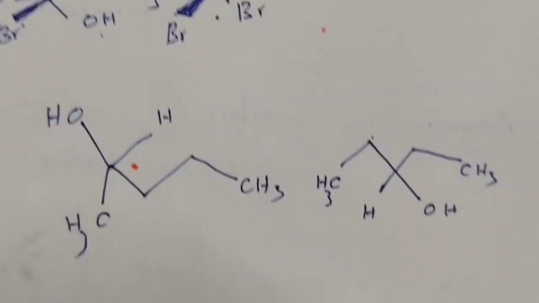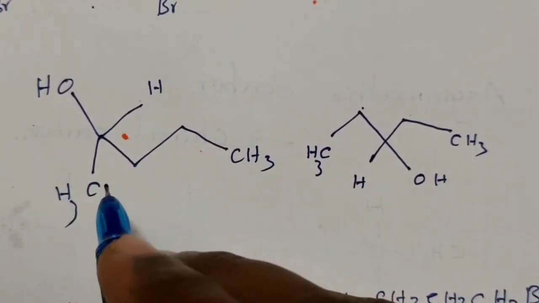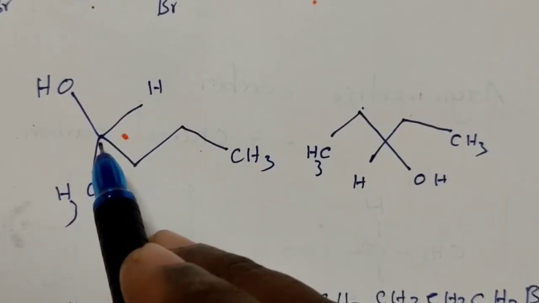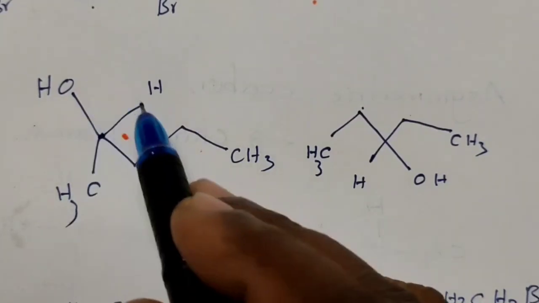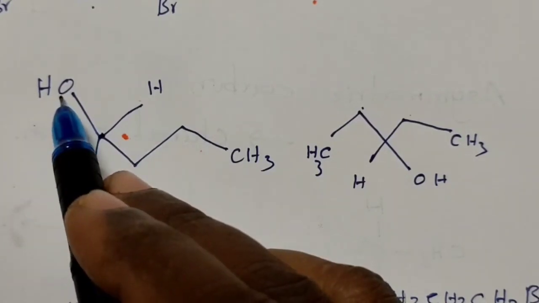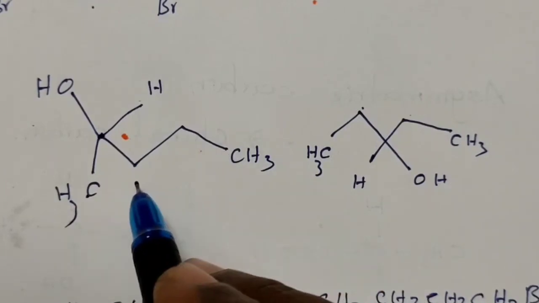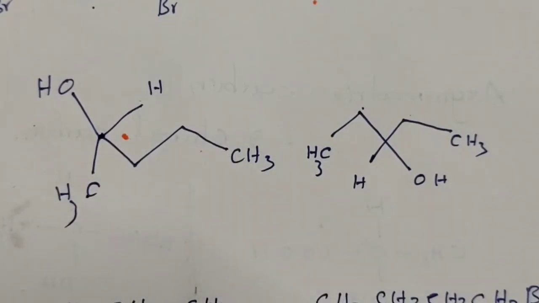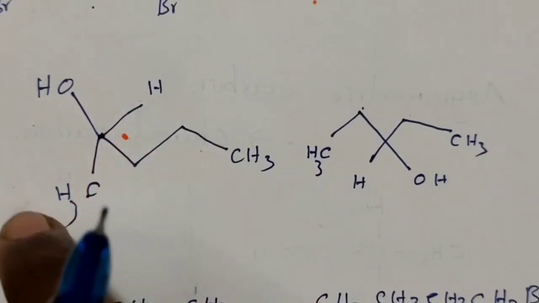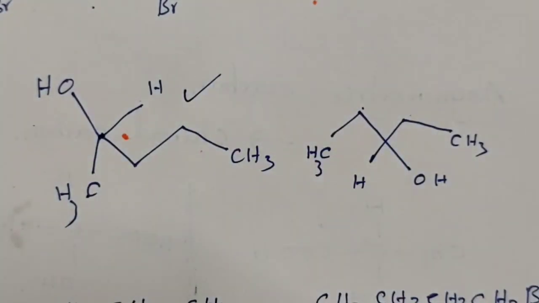Then the second example. Find out the achiral and chiral molecule. This is the question. See, this is the central carbon atom tetrahedrally surrounded by one side CH3, another side OH, another side H, another side 1, 2, 3, that is propane. That means the central carbon atom is surrounded by 4 different groups, so it is a chiral compound.